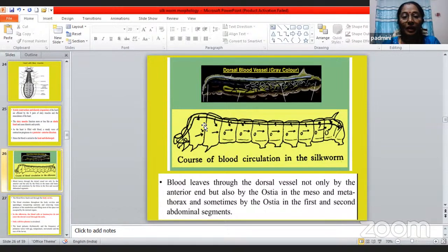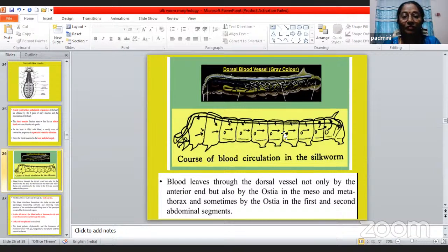So here you can see at the thoracic region, that is the mesothoracic and the metathoracic, and sometimes in the first and the second abdominal region also, you can find the blood coming out through the ostia, and the rest of it doesn't come out. It is only the uptake of the blood from the different abdominal region over there. But uptake and outgoing is done in the meso- and metathoracic region of the thorax and the first and the second abdominal segment. So this is the course of blood circulation that you can find in the silkworm.